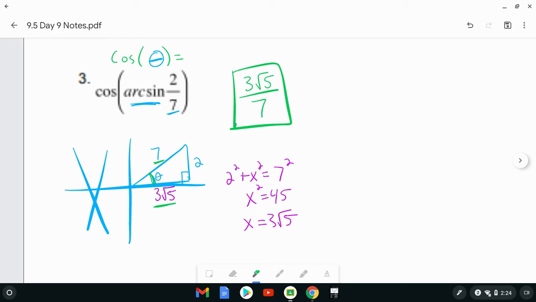So by using these domain restrictions, using these properties, and applying the coordinate plane to create your reference triangle, you can find the cosine of some angle. And even though the angle is unknown, if you know the ratio that's created by another trig ratio, you can find the cosine of that angle.